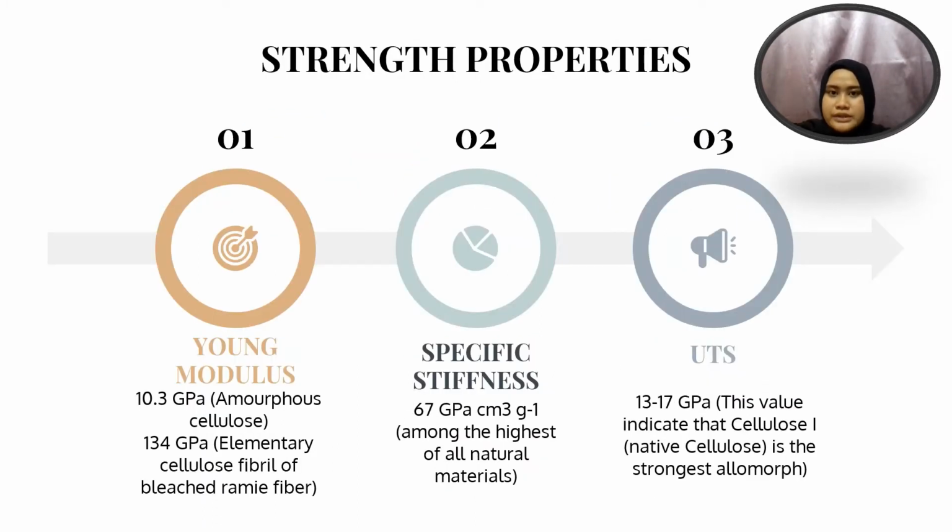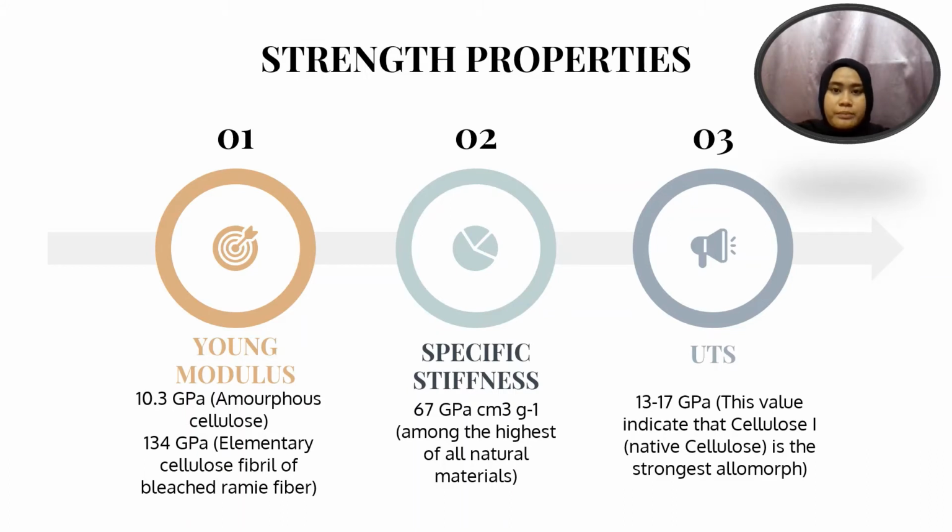Next, on the strength properties of cellulose, first is the Young's modulus. The value of Young's modulus for cellulose is 10.3 gigapascal for the amorphous cellulose. Meanwhile, for the elementary cellulose fiber of bleached ramie fiber, the value is 134 gigapascal. Meanwhile, the specific stiffness of cellulose is 67 gigapascal cm cube per gram, which is among the highest value of all natural materials.